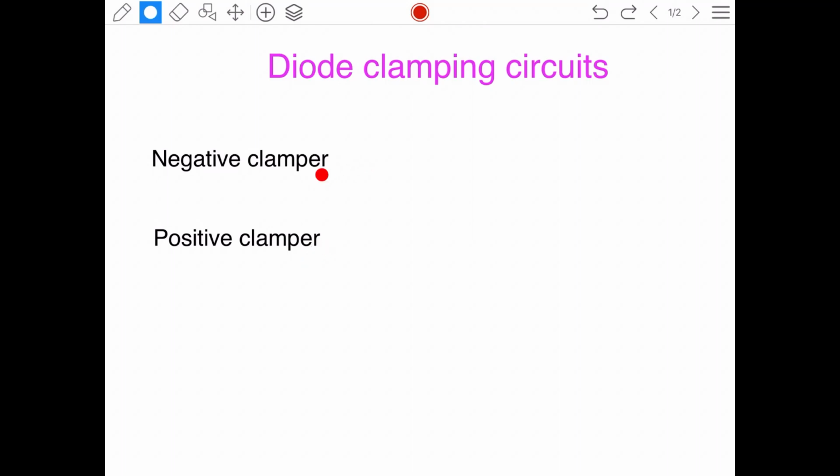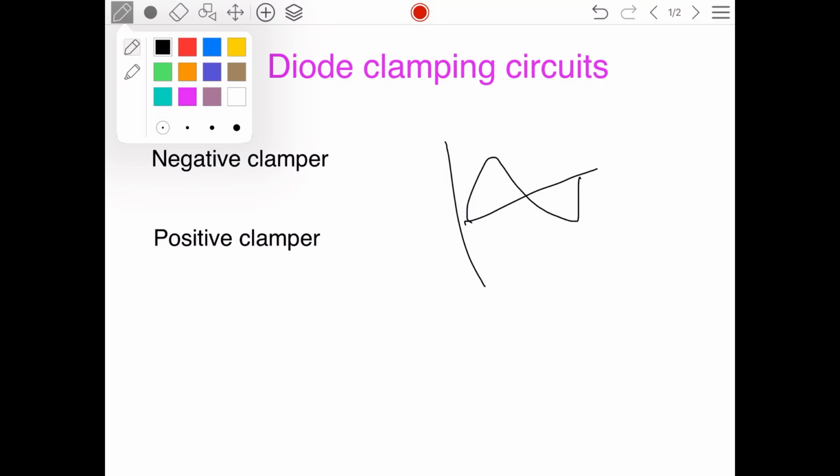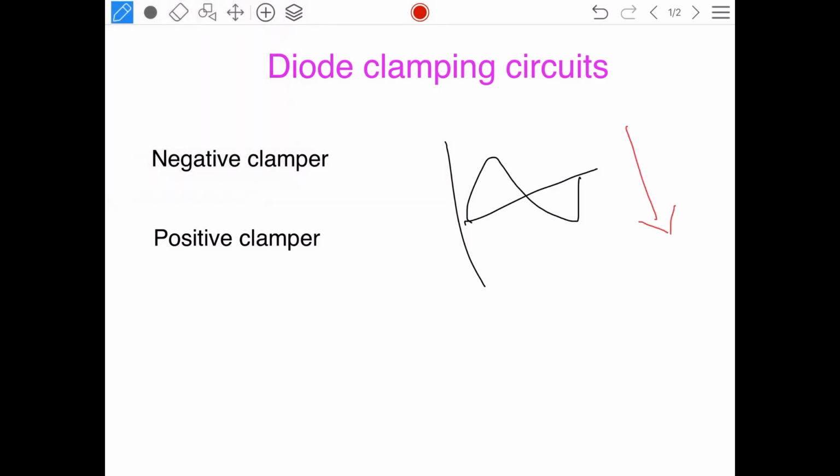The name itself is saying the circuit brings the entire AC signal. If this is my AC signal, I am just writing a rough sketch here, the negative clamper brings this entire AC waveform below, or pushes it towards the negative direction. The entire waveform is pushed below, hence the name negative clamper. To what extent it is pushed, it will have a clamping level. So this clamping level will decide the level of clamping.